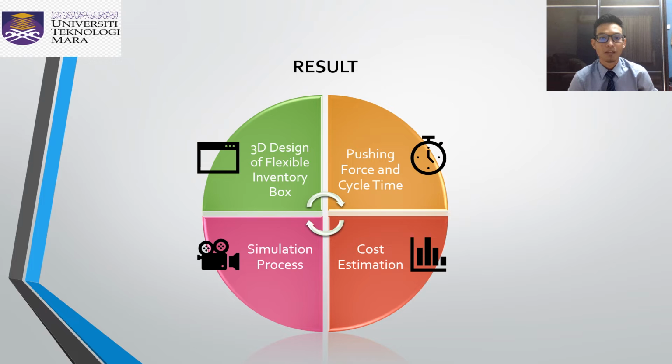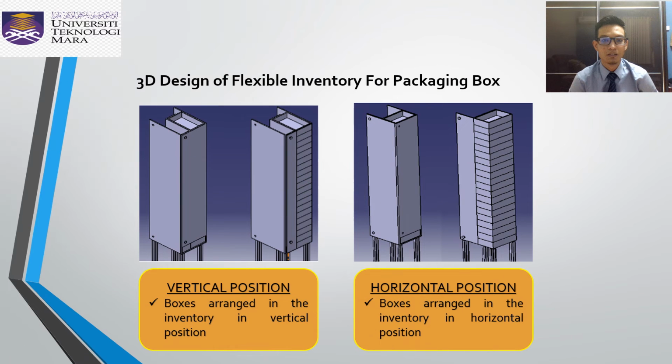For the result, after following the Six Sigma method for methodology, the result has been achieved based on: first, the 3D design of the flexible inventory box; second, pushing force and cycle time; third, cost estimation; and lastly, the simulation process. Result for 3D design of flexible inventory for packaging box: the design of inventory for packaging box is flexible, where the box inside the inventory can be arranged in vertical and horizontal position.